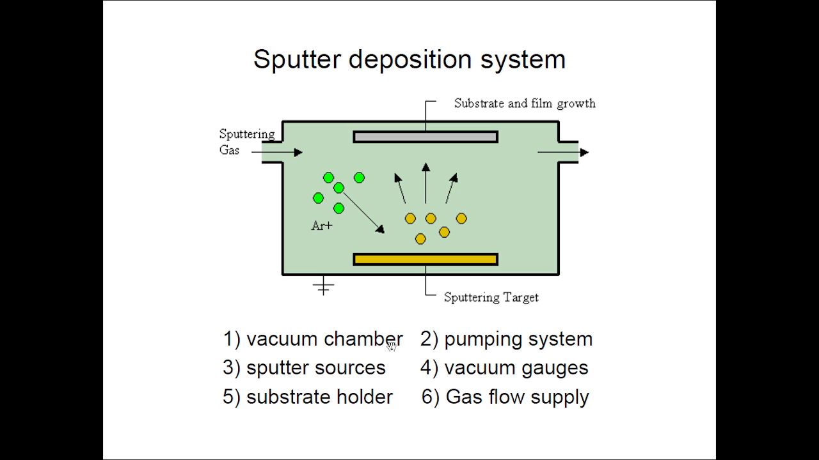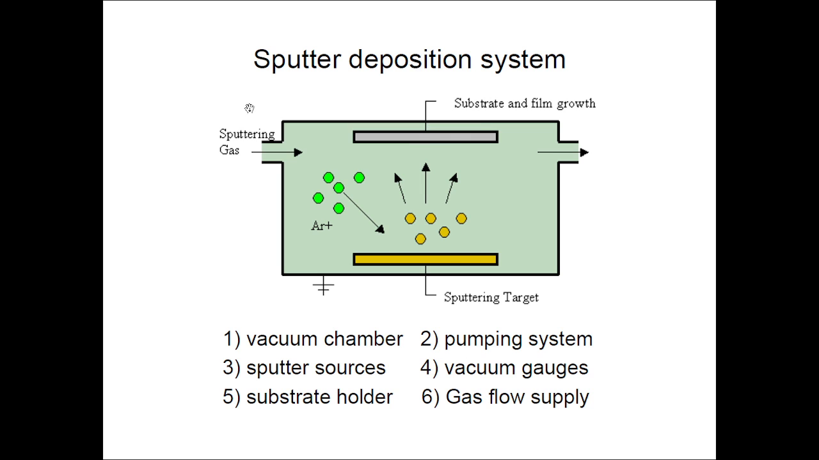So we need to create a vacuum in this chamber by using a pumping system and a gas pumping system, and the vacuum gauges will be there too in order to monitor the pressure variation and the pressure change in the chamber. And the sputter source means it is a sputtering target. Okay, and the substrate holder, so we will be holding the substrate with the holder.